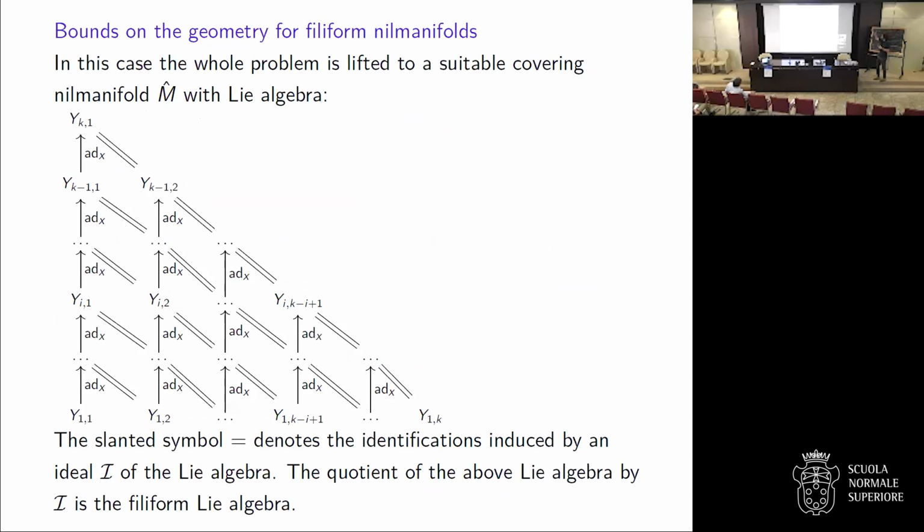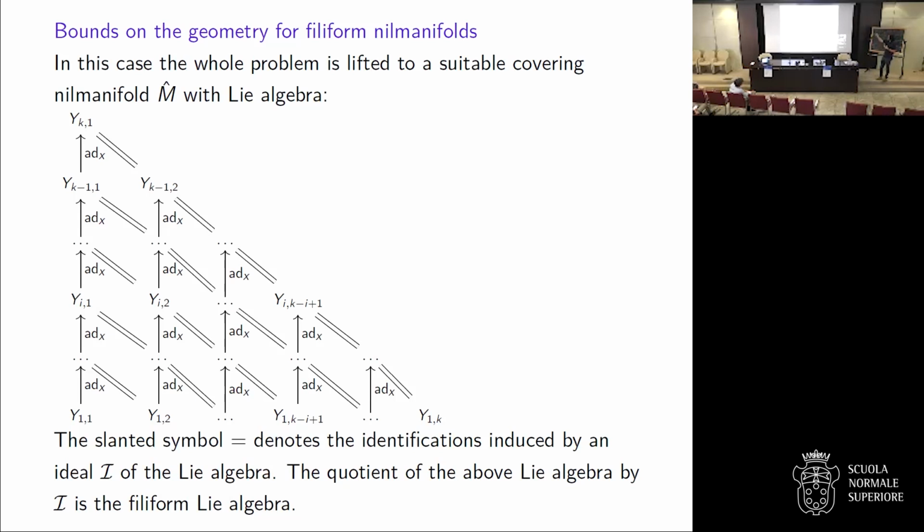And now, this is the part on the geometry. Probably I will skip it. I give you just one sentence. The basic idea of bounding the geometry is to go to a suitable cover. The suitable cover is an algebraic construction based on this diagram. I will just skip it, and if you are interested in more explanation about what this diagram means, maybe we can discuss it after the talk.